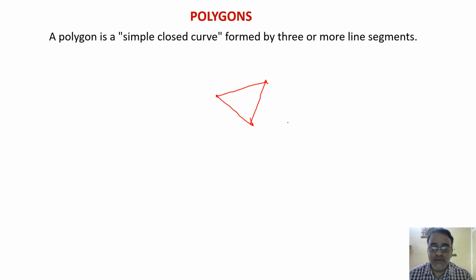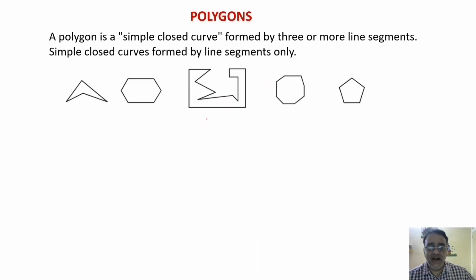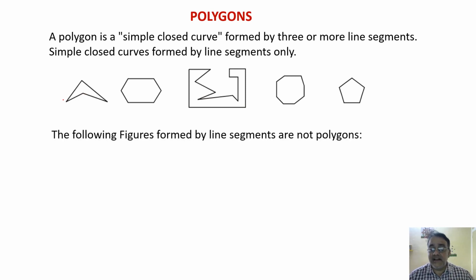And simple closed curve formed by line segments only, ठीक है, it should not be curve. दूसरा जो कर्व शेप में नहीं होना चाहिए, सिर्फ लाइन सेगमेंट्स होना चाहिए. See these figures. Okay, all are made up of line segments. All are closed figures and all are made up of line segments. And see some more figures I am going to show you, which are formed by line segments but are not polygons.